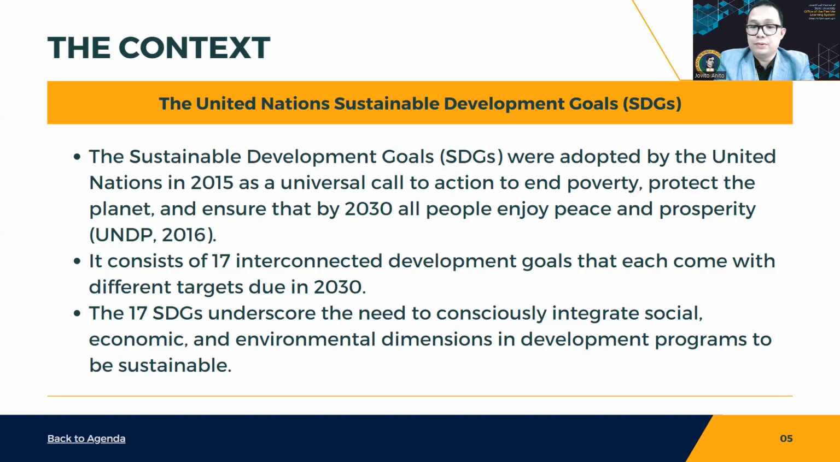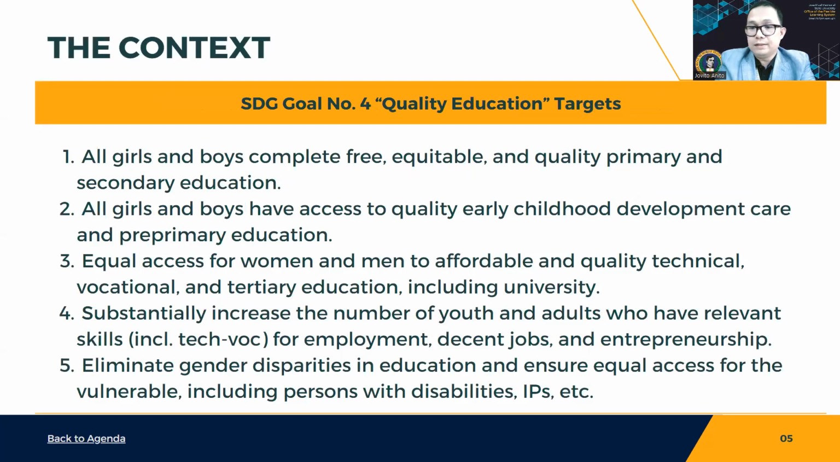The purpose of this is to end poverty, protect the planet, ensure that by 2030 all people enjoy peace and prosperity. There are 17 sustainable development goals which are interconnected, and each of these sustainable development goals is a very complicated topic or domain to research on. But I'd like to focus this study on one sustainable development goal alone, which could already translate into thousands of studies ever produced since 2015.